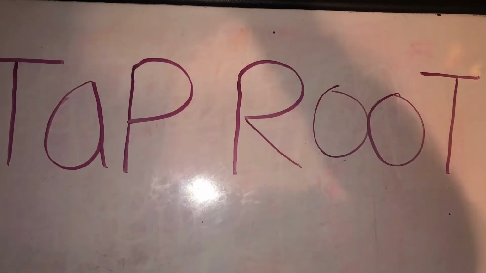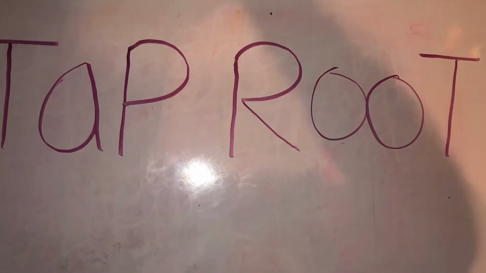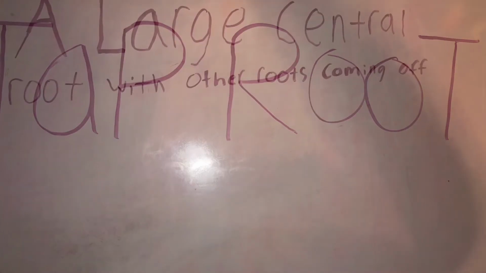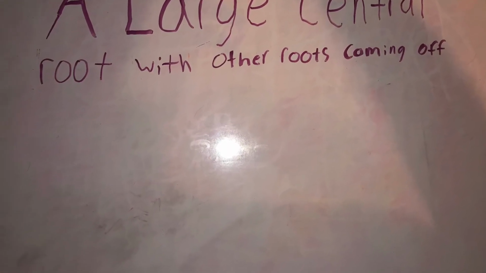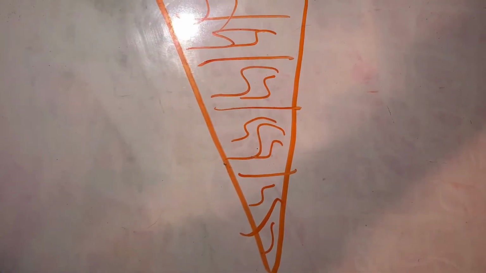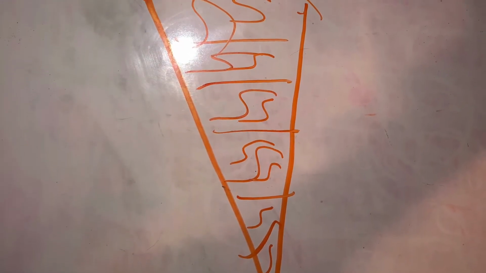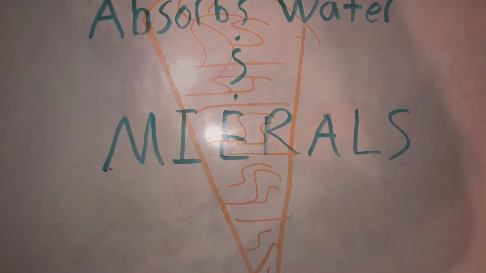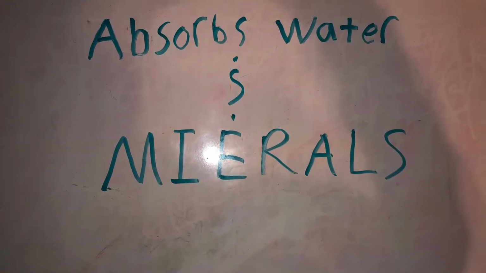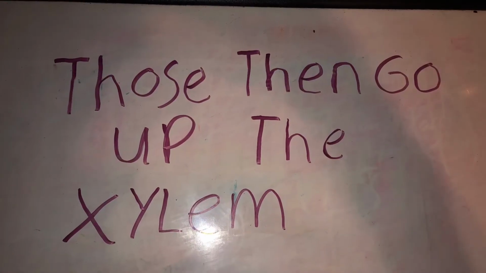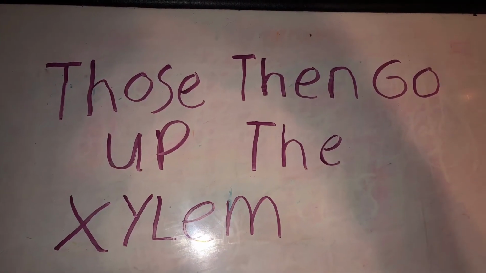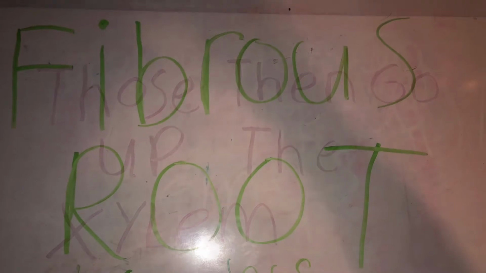Now we got taproot next. A taproot is a large central root with other roots coming off of it. A carrot is a close example. It absorbs water and minerals, just like everything else, it seems like. Those then go up the xylem, because things only go up the xylem.